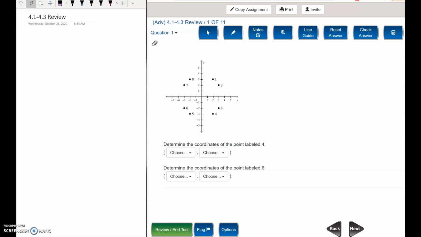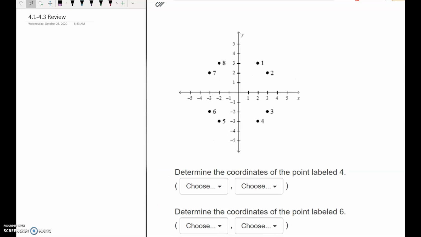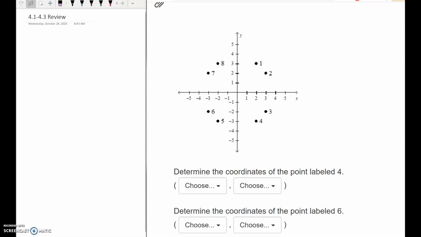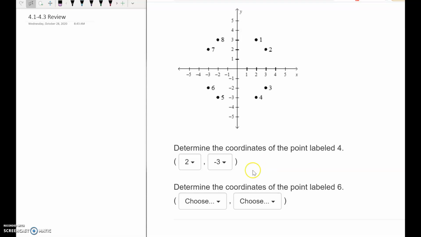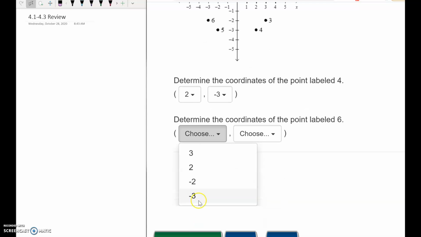Okay, let's go through the 4.1 to 4.3 review. The first question asks you for the coordinates of the points, and it's a drop down. So first they're asking you for the coordinates of the point labeled 4. That is +2, -3. So you select +2 from the drop down and then -3. The point labeled 6 is -3, -2. So you click the -3.